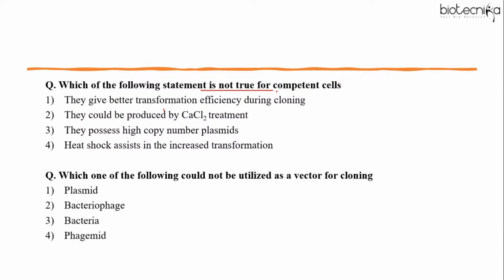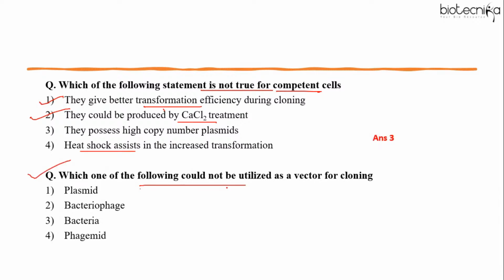See, we are making competent cells so that we can get better transformation efficiency. So this is true. They could be produced by calcium chloride treatment. Yes, we have given calcium chloride treatment, and even we have used heat shock to increase the transformation, right? So yes, it will be 3. Absolutely right. Very good.